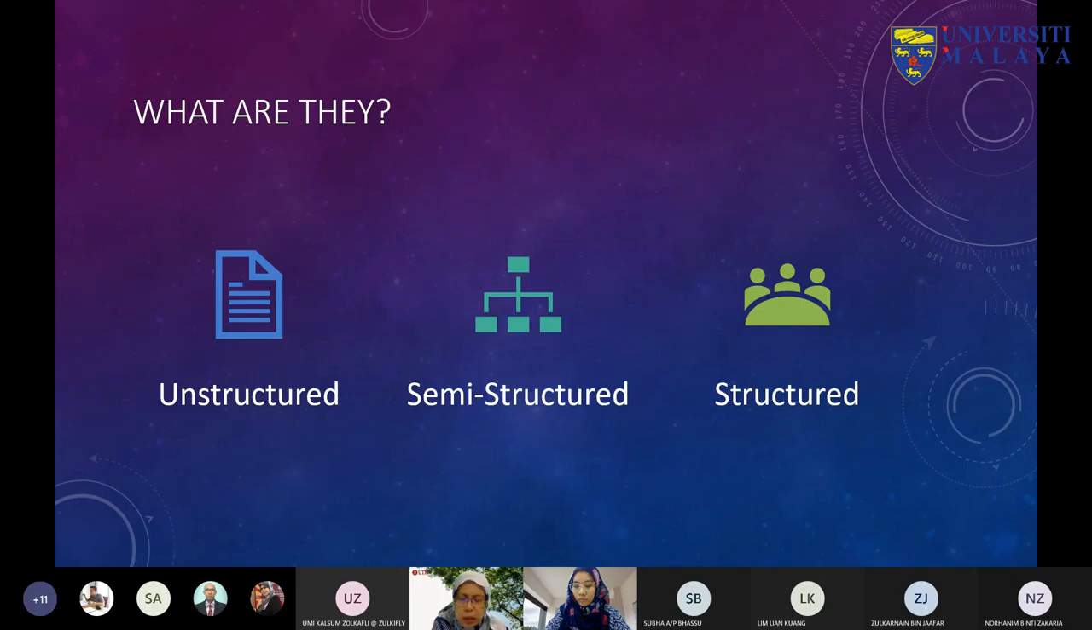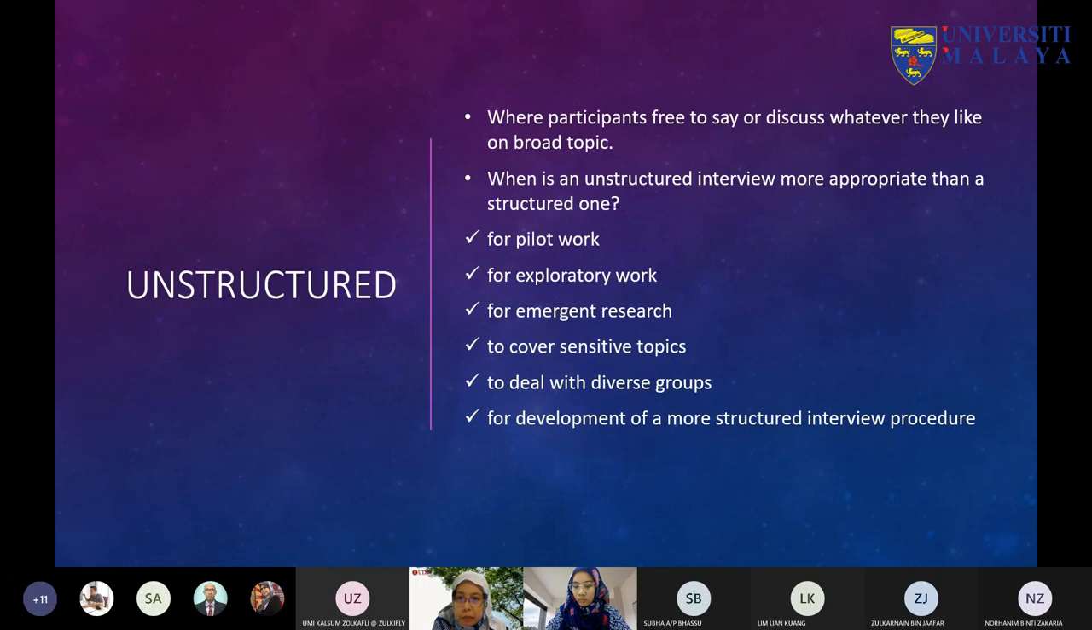Okay. So under interview, when you want to develop an interview instrument, you can have three types: either unstructured interview, semi-structured or structured. So what is the difference between unstructured, semi-structured and structured? Unstructured is when you want the participant to be free to say or discuss whatever they like about the broad topic. Usually it's more on generic question, that's why they discuss broadly, freely on a broad topic. So usually the question is more like a generic question.